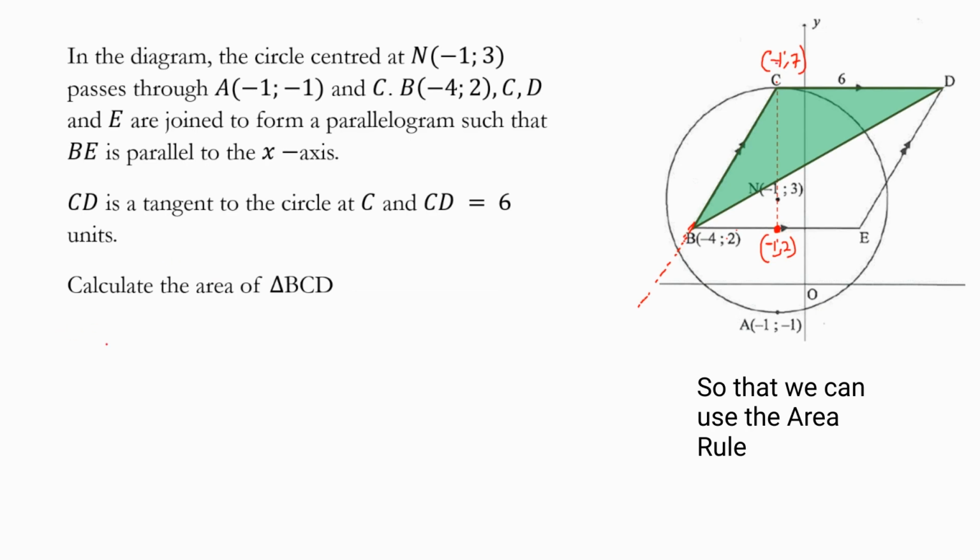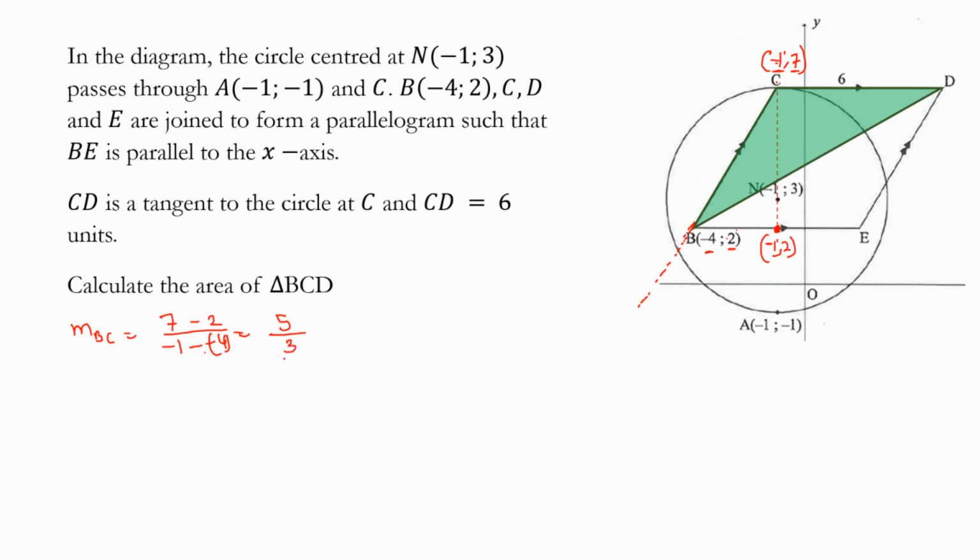Let's find the gradient of BC. m_BC is equal to change in y. So it's going to be the y coordinate of C minus the y coordinate of B, so 7 minus 2, over the x coordinate of C minus the x coordinate of B, which is -1 minus -4. That is 5 over -1 plus 4, which is 3, so 5 over 3.